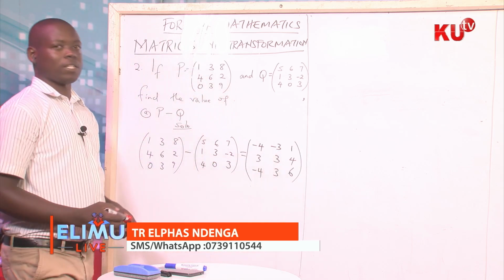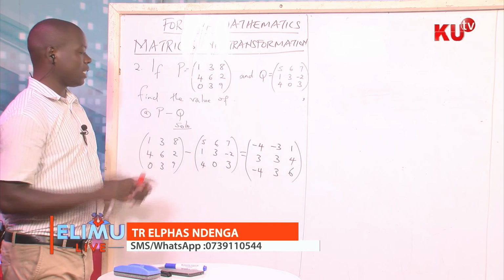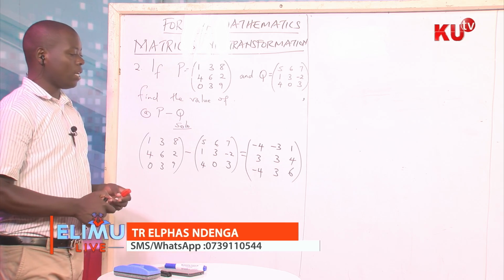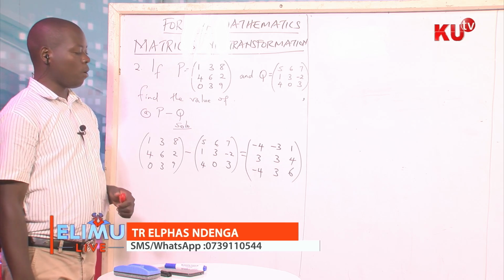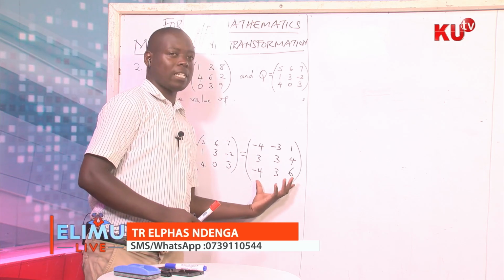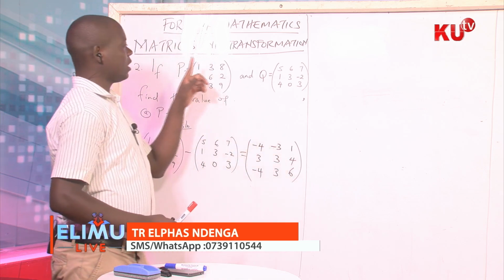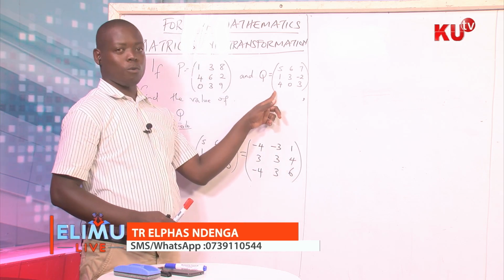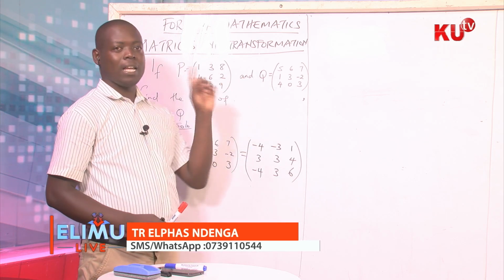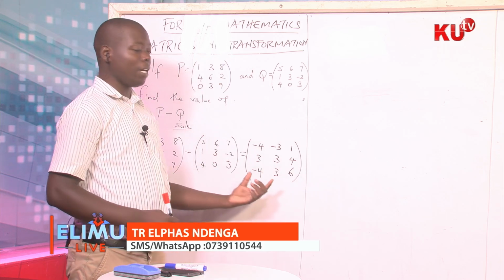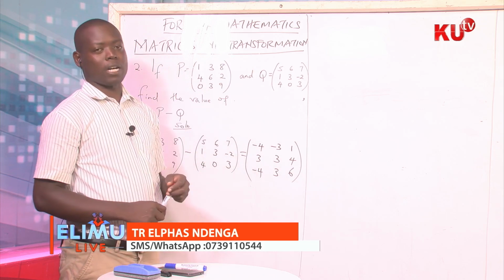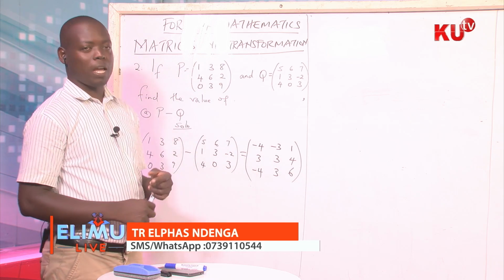Therefore, our matrix P less Q is negative 4, negative 3, 1, 3, 3, 0, negative 4, 3, 6. And you'll realize, students, that this is the same order as the matrices P and Q. So we will not have a situation whereby a matrix of order 3 by 3 results in a matrix of a different order when you apply addition or subtraction. They will remain the same order.